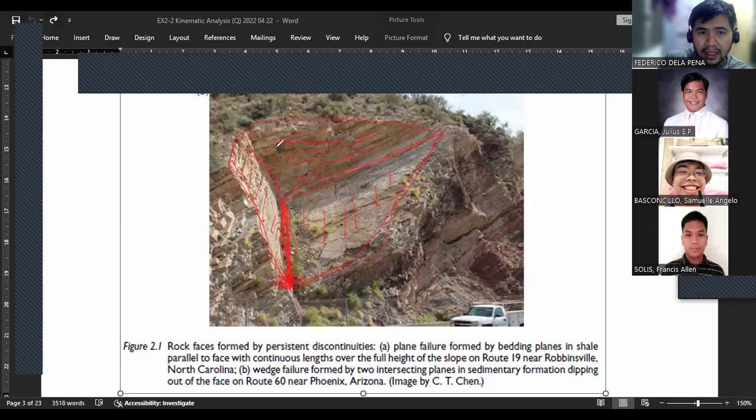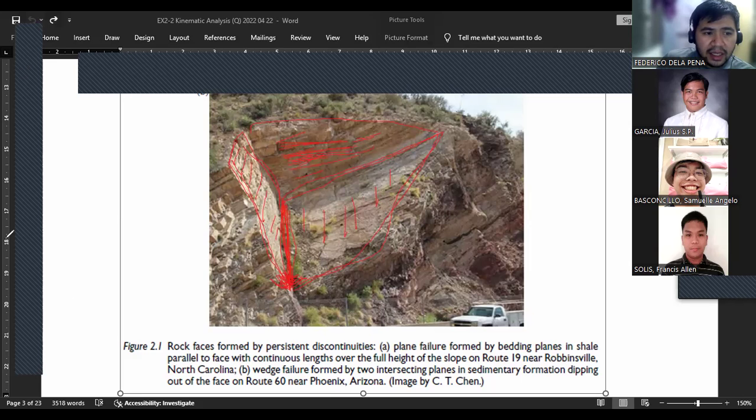Okay. Now, what does this third discontinuity do? This third discontinuity essentially acted as a releasing discontinuity. So it released the rock block so that it can actually fail or move or slide out from the rock slope. And this is what we call the releasing joint. Okay. All right.